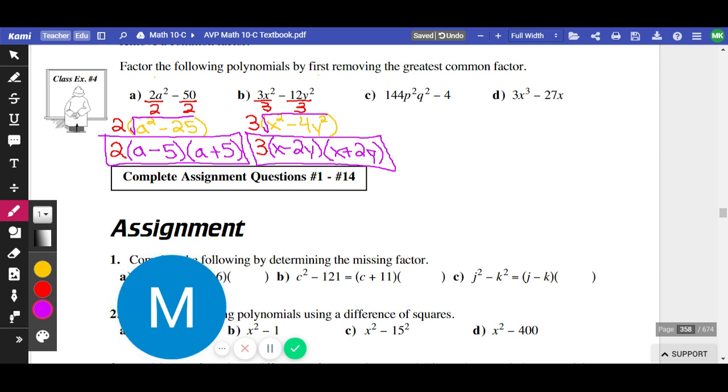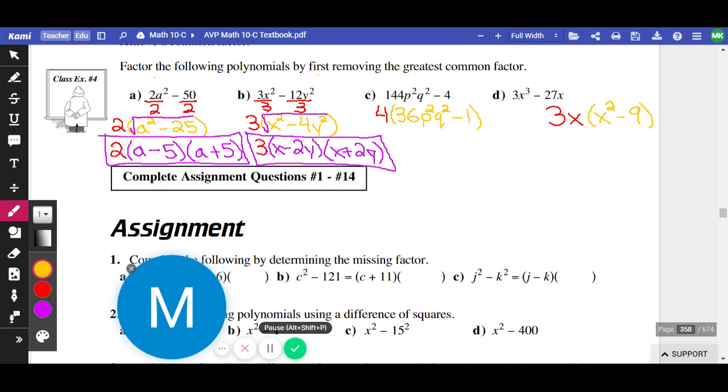Fantastic. Go ahead and try C and D on your own. C is a little tricky because it is a difference of squares right now. However, there is a GCF there. So you should take the GCF out first. Alright, so go ahead and try C and D.